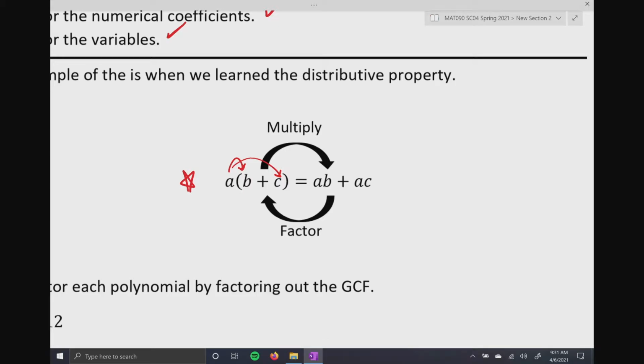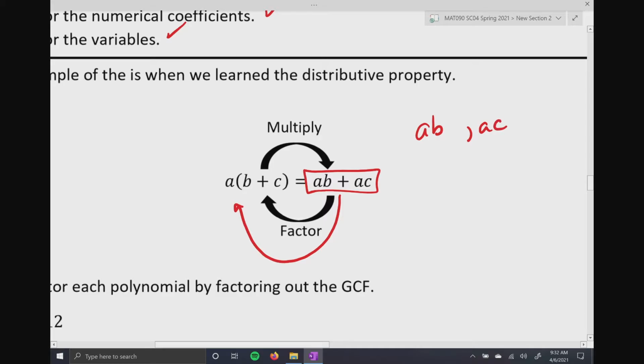Now, remember, left to right, you multiply. What I'm asking you to do is this. I want you to go from right to left. Notice I gave you the result. I gave you the answer. I want to know what are the things that you multiplied to get that. So if you look at this, we have two terms. We have the first term, which is AB, and we have the second term, which is AC. Notice in both terms, they have that letter A in common. So my GCF will equal A.